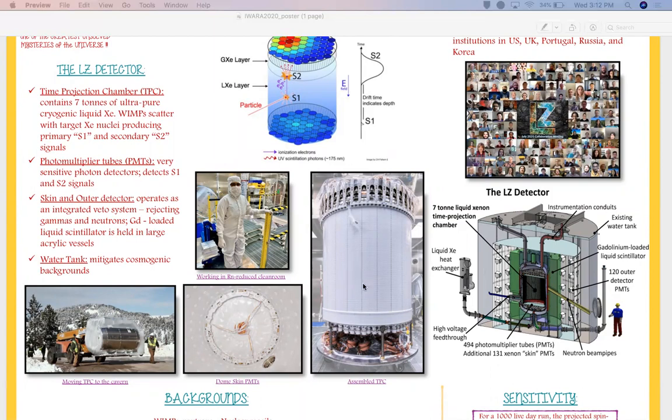So this is a picture of the assembled TPC. This was assembled in a clean room following extensive cleanliness protocols. And here you can see a picture of me wearing PPE and working in the radon-reduced clean room. The TPC was assembled in the surface clean room and was moved underground. And here is a picture of the TPC on its way to the cavern. And this is a picture of the dome of the detector, where you can see the installed PMTs.